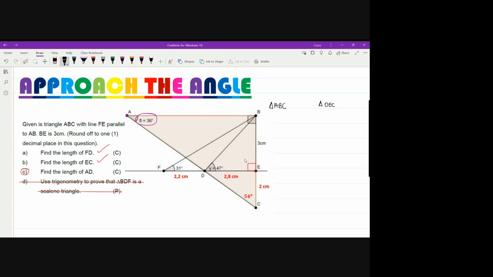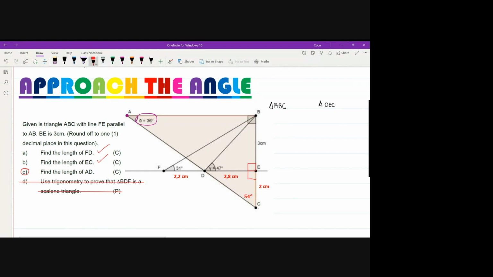Because this is angles on a straight line. We've already noted here that this is a right-angled triangle. This came from the fact that they've told us that AB and EF are parallel. So we figured that out in the lesson on Monday. So if this is angles on a straight line and that's 90 degrees, that means this must also be 90 degrees because they must add up to 180.